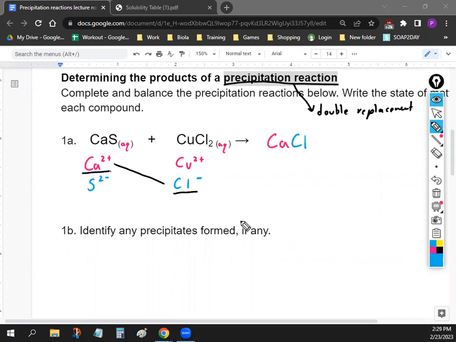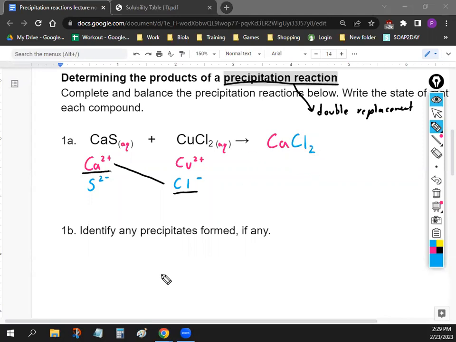Now we want to make sure the positive and negative energy is balanced out, right? So if we put Ca and Cl together, do we have more positive energy or more negative energy? Yeah, we have more positive energy, because of the +2. That means we need more negative energy to balance that out. How many Cl's do I need in total? Yeah, you need 2. Okay, CaCl2.